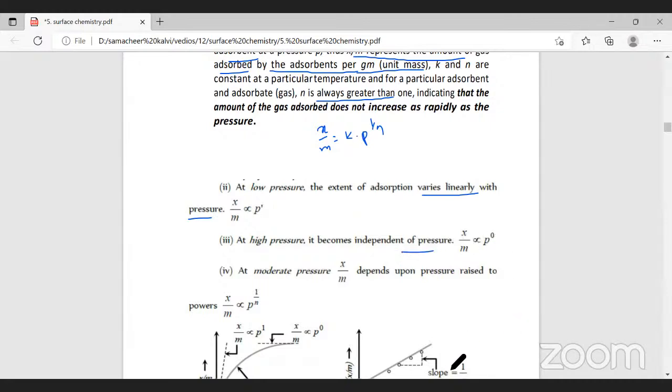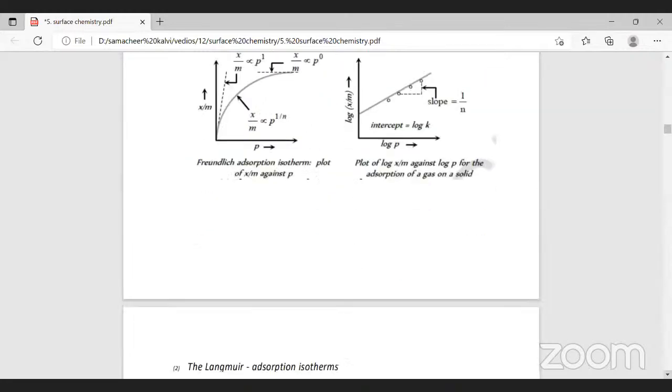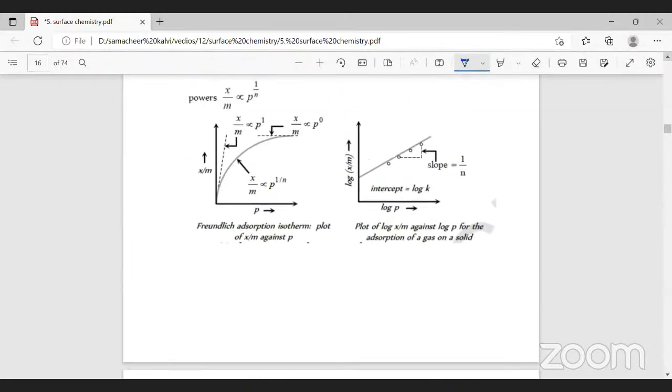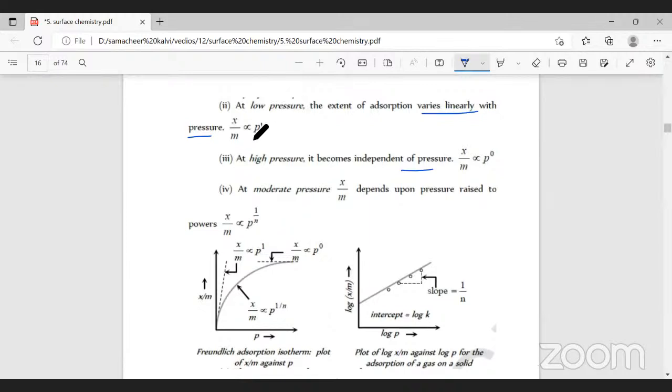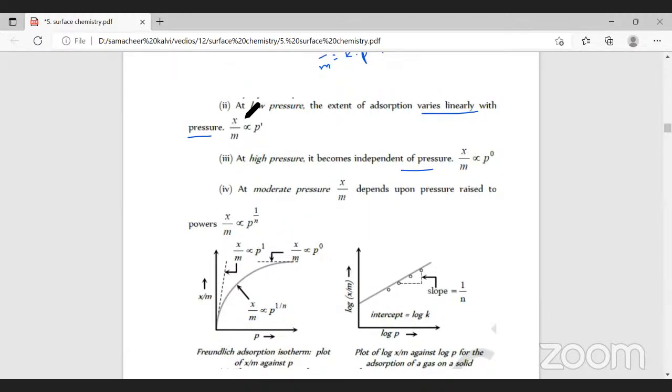It does not depend on the pressure. At moderate pressure, x by m depends upon the pressure raised to the power. x by m is proportional to p to the power 1 by n. So you can see at low pressure, x by m is directly proportional to the pressure.